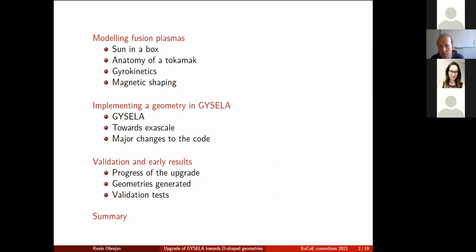I'll continue then with the implementation of a geometry in GYSELA, so introducing GYSELA itself and what exactly that notion of geometry means. And I'll finish with first early results, since it's still a work in progress.